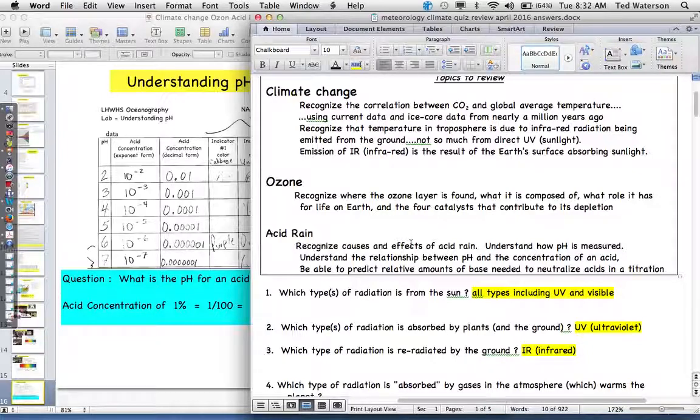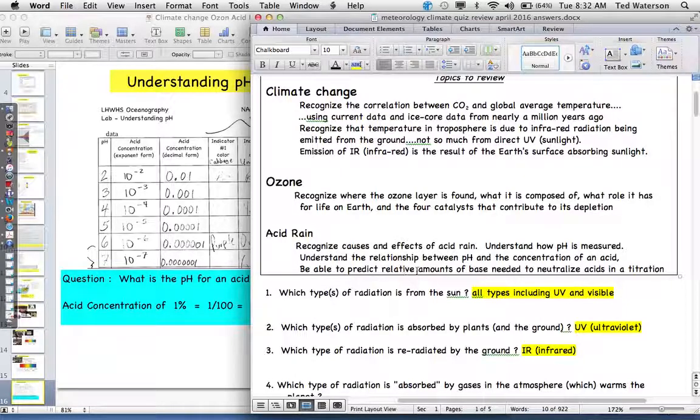That's just adding chemicals to our atmosphere that make the pH go down. Carbon dioxide, sulfur dioxide, nitrogen oxides. How do we measure pH? With indicators with color changes. As pH goes down, concentration of the acid goes up.